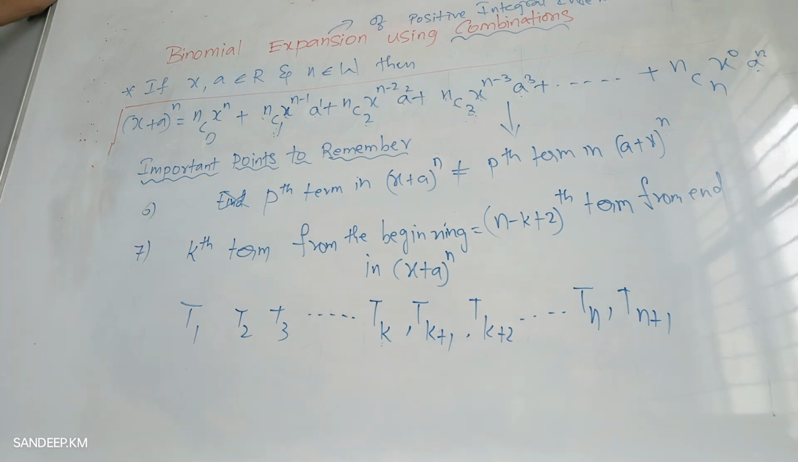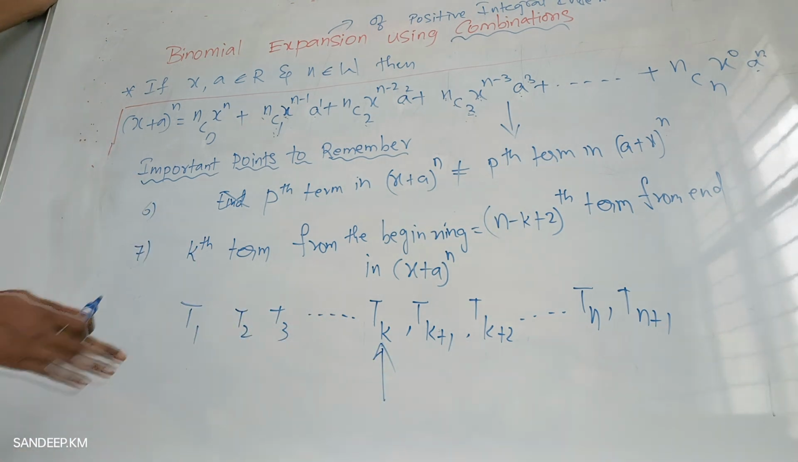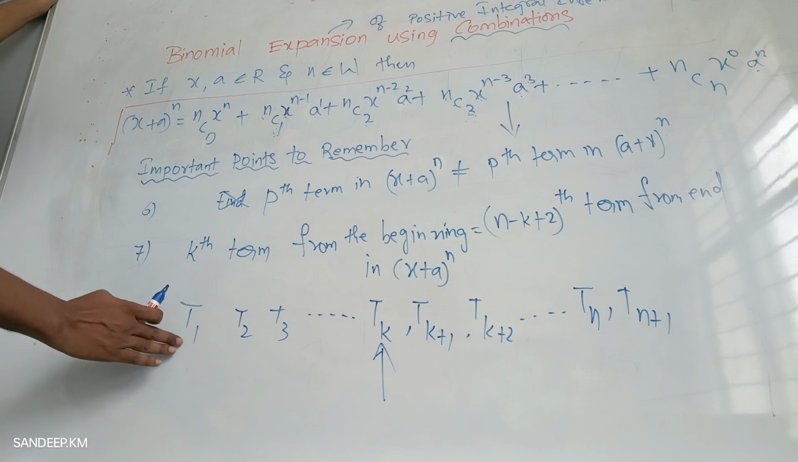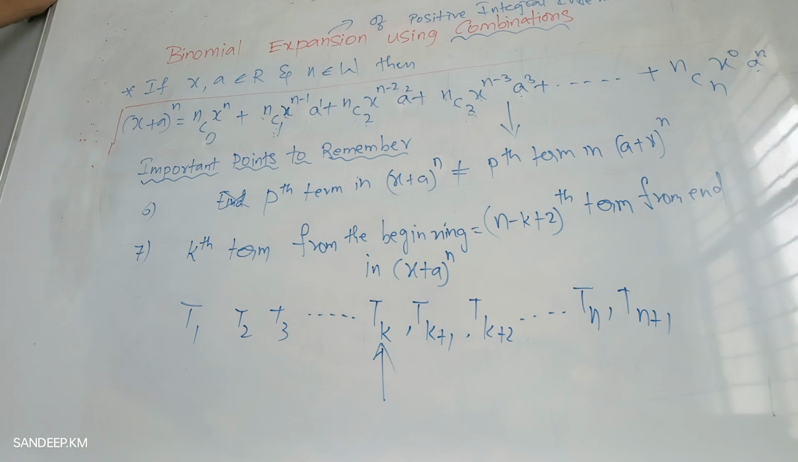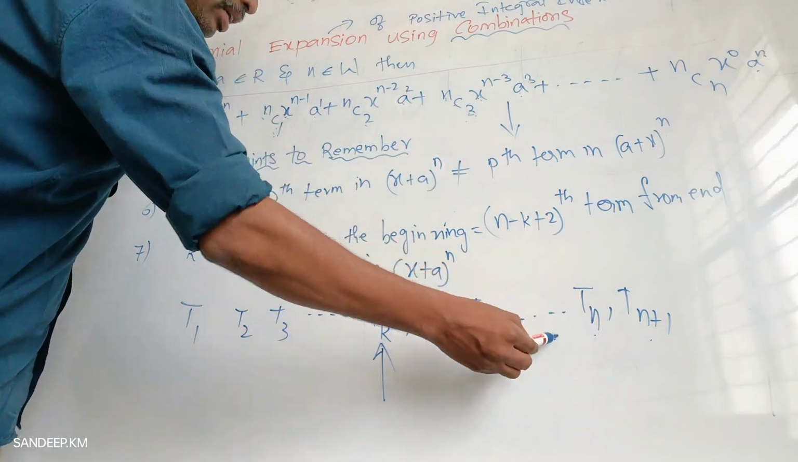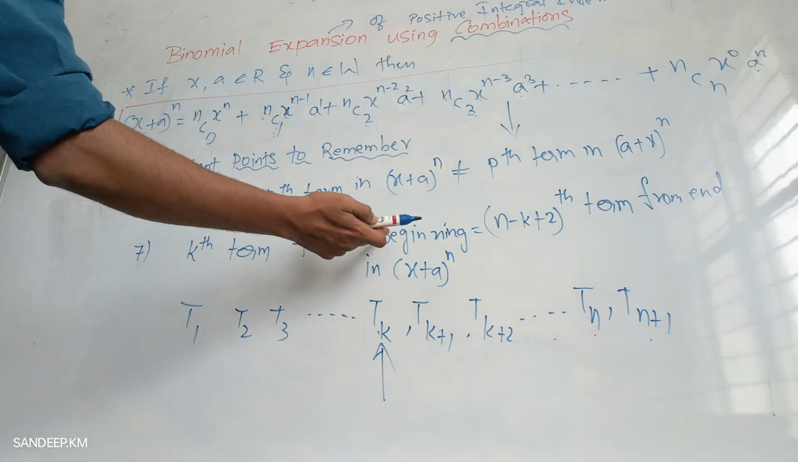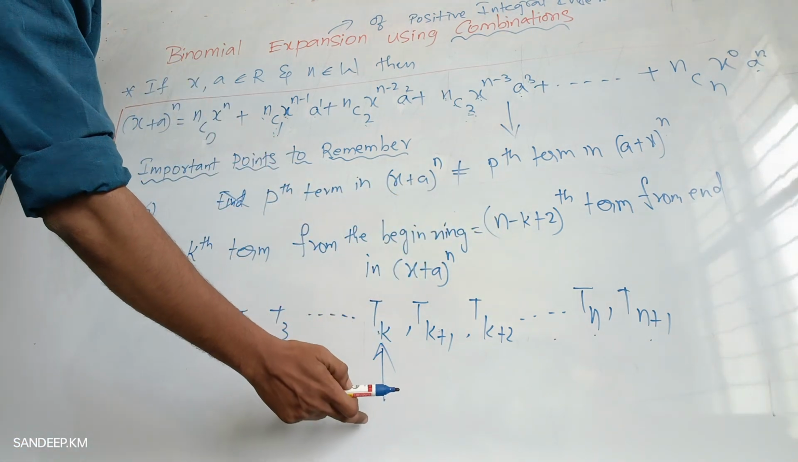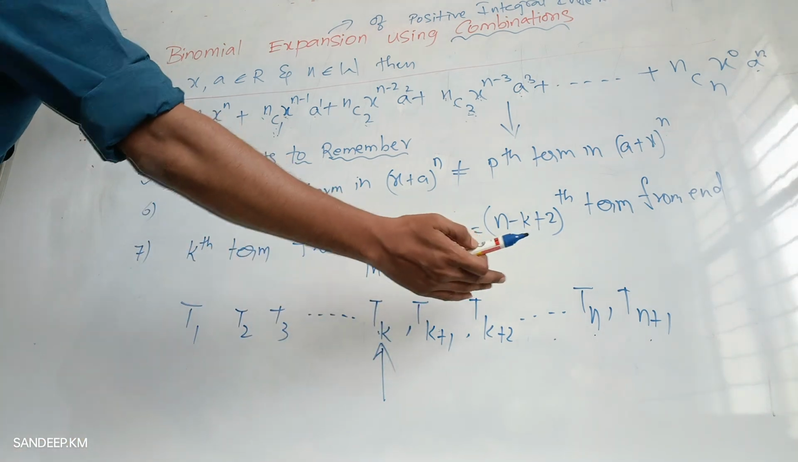Let us locate the kth term from the beginning. This is the kth term from the beginning. If I start counting from the starting, first term, second term, third term, like that, it is the kth term. But if I start counting from the ending, first term, second term, third term, like that, then what is the number of this term? The number here is n - k + 2. It is the (n - k + 2)th term from the end.